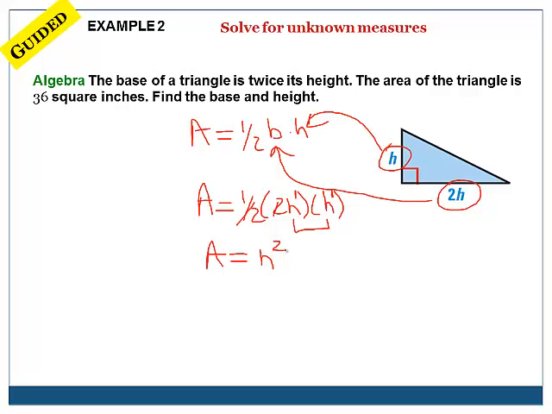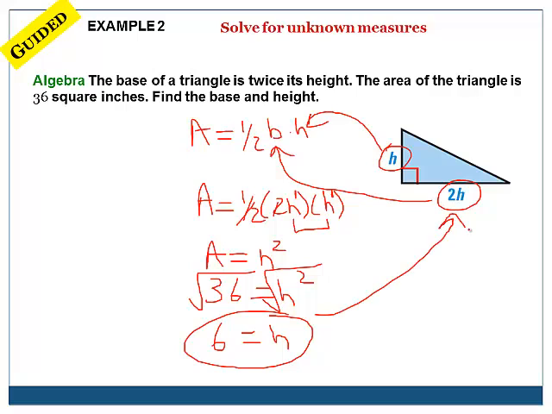But in this case, we know that it's 36 square inches, is h squared. Get rid of the squared, you take the square root of both sides, you get plus or minus 6. But in this case, we only want the positive dimension. And then you plug it into each one of them to find out what your height is. So h we know is 6 inches. And your base would be twice that, or 2 times 6, which would be 12 inches. And that's it.